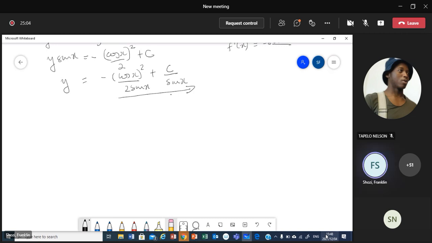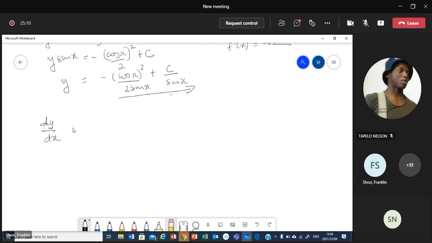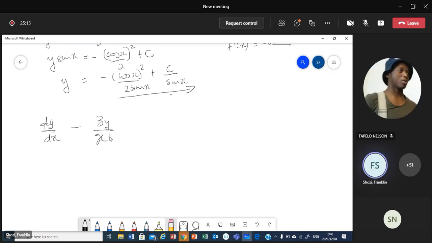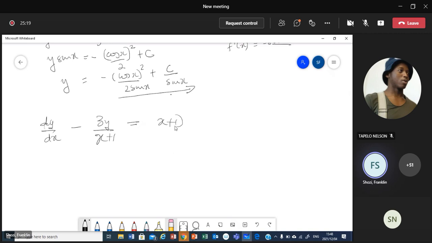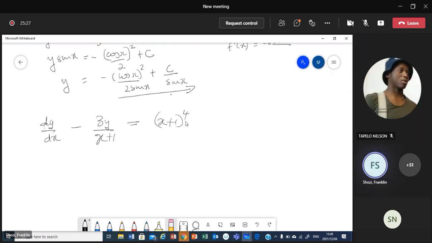Right. Let's try this one. dy over dx minus 3y over x plus 1 is equal to x plus 1 to the power 4. Right? If you look at that one, is it? Yes.